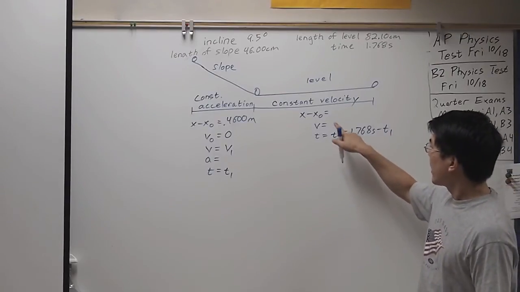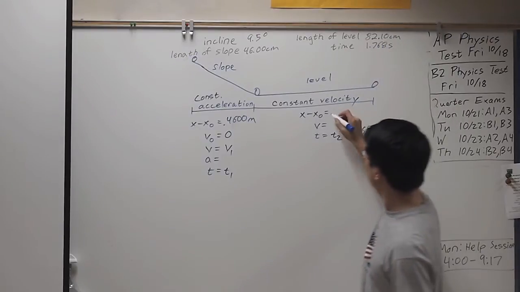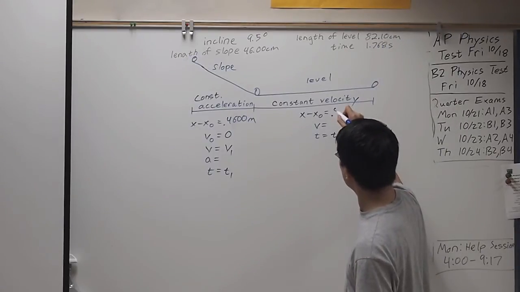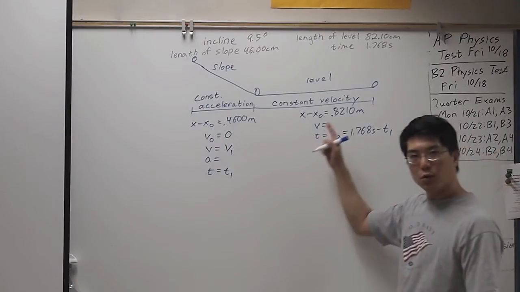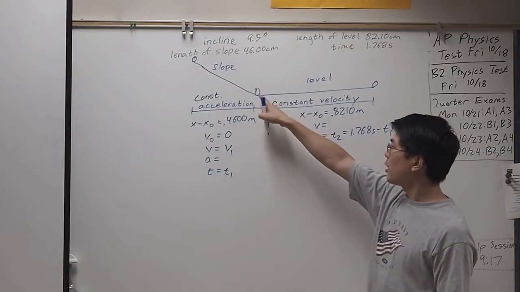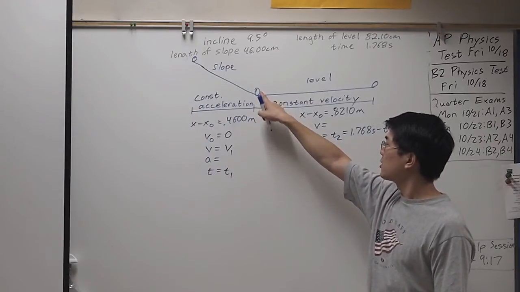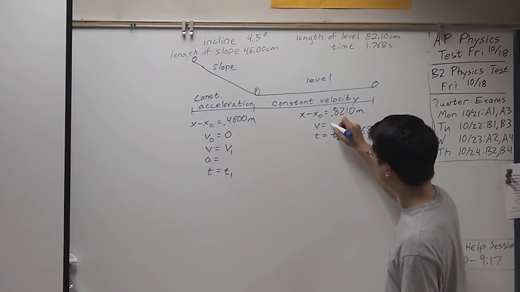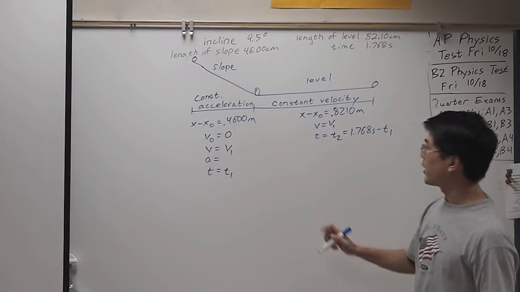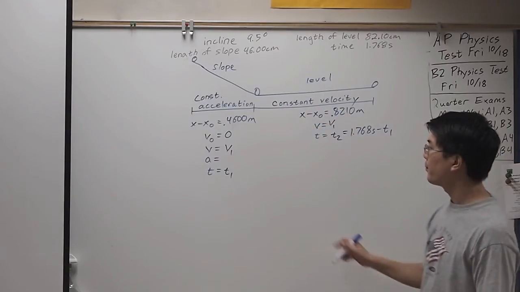Okay, next up, the displacement across the level surface is 82.10 centimeters, so that's going to be 0.8210 meters. And our velocity, we don't know what it is, but we do know that we called the velocity at the beginning of the level surface V1, which means that the velocity at every other point along the surface is also V1. And the reason for that is that velocity is constant.